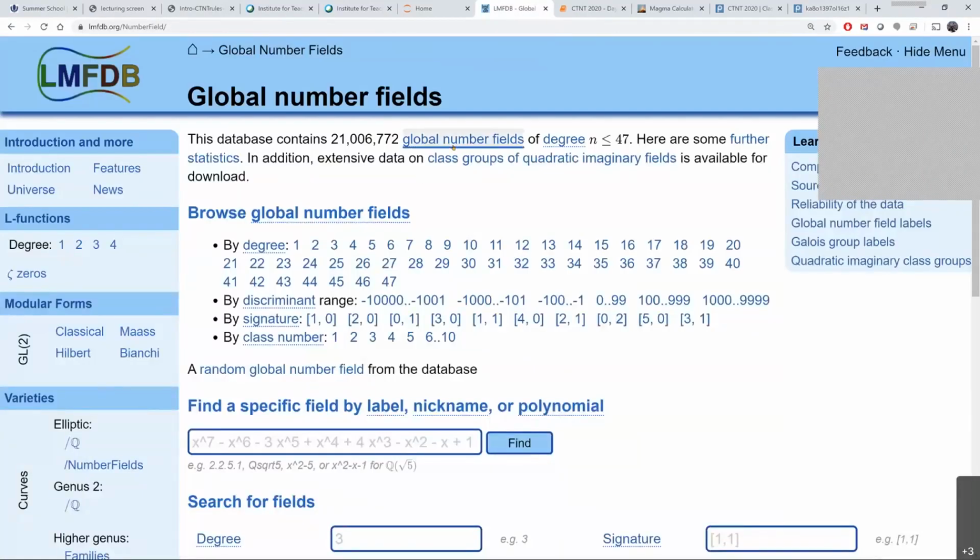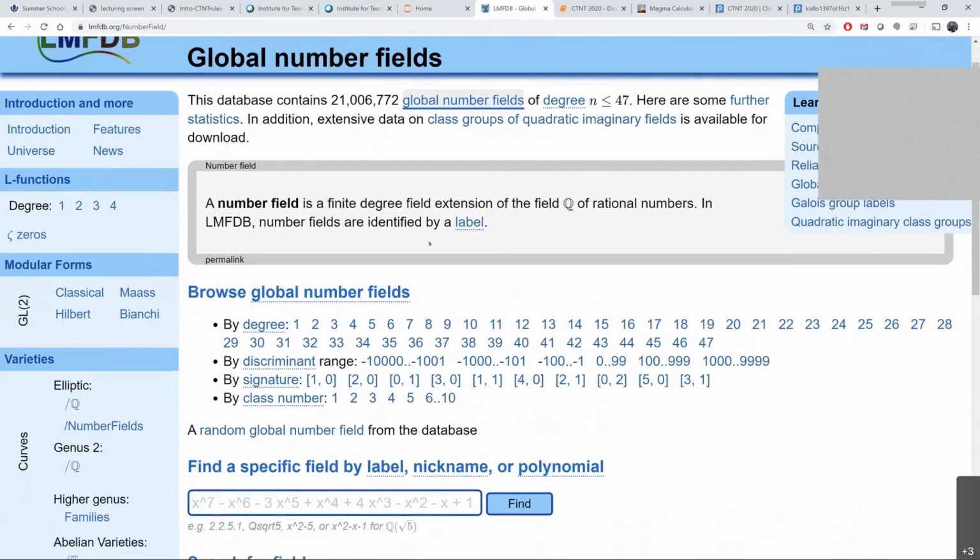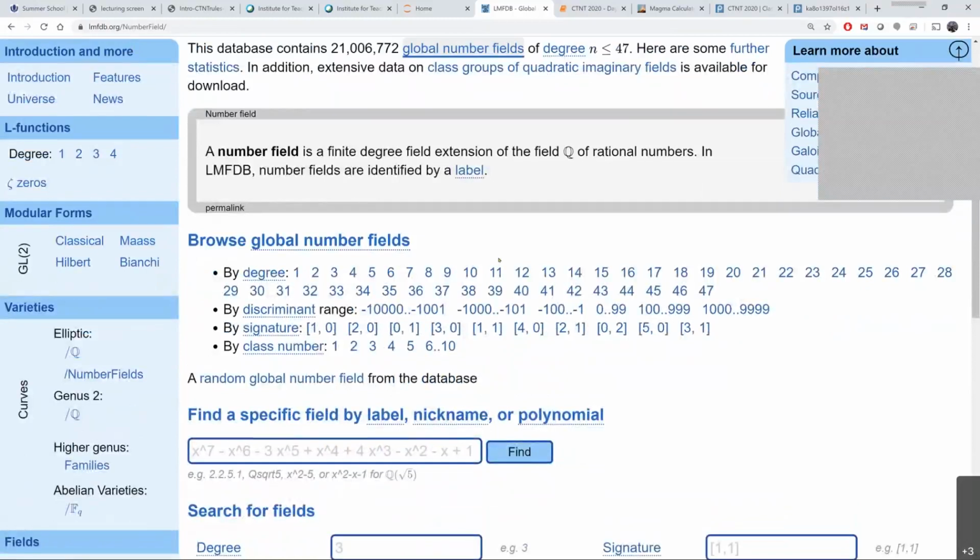So, by the way, in the LMFDB, you can look up number fields up to degree 47 with some ranges in discriminant. One nice feature of the LMFDB is that anything that is underlined like this, you can click and look at a definition. Like I said, a number field is a finite degree field extension of Q, and we can explore what fields are there.